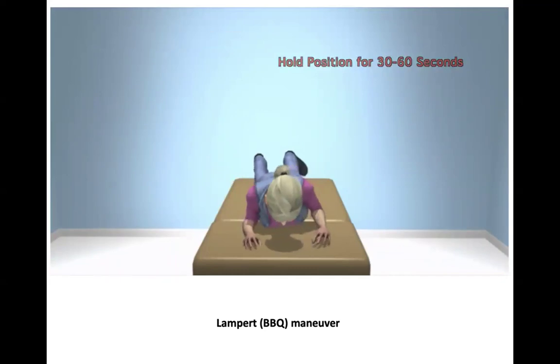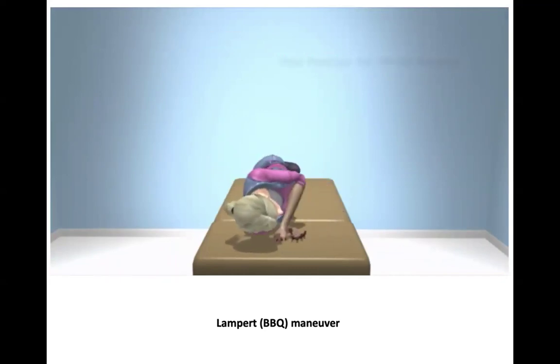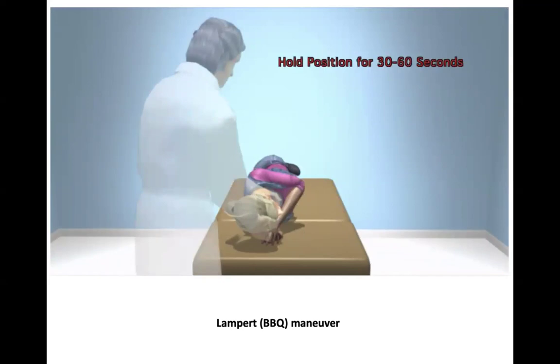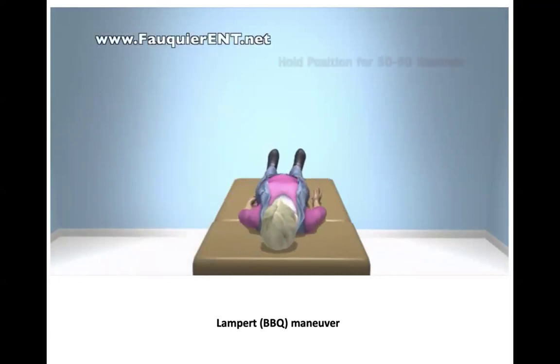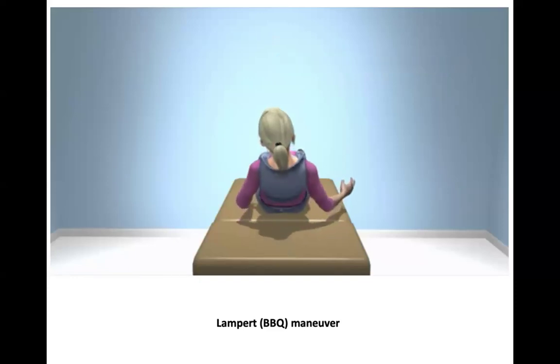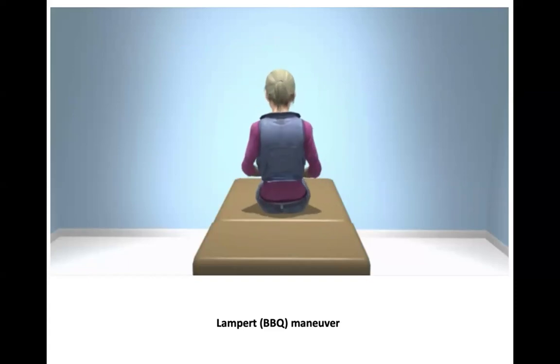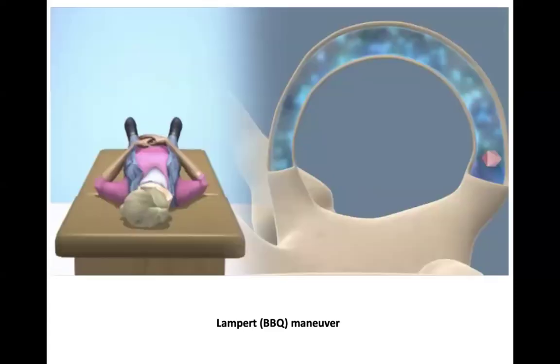The head is then further rotated another 90 degrees. When performing this maneuver, another individual can help with these position changes. Finally, the Lempert maneuver is completed by rolling the head and body back to the original starting position before sitting back up. At this point, the loose crystal should have come out of the canal, causing no further problems.